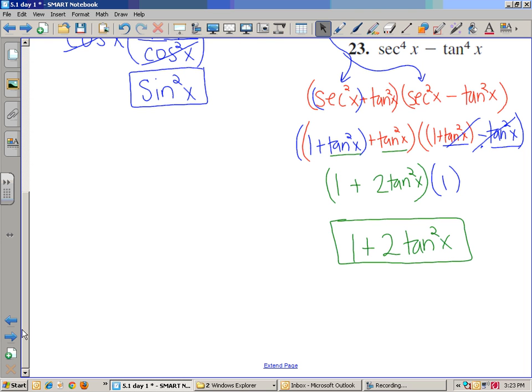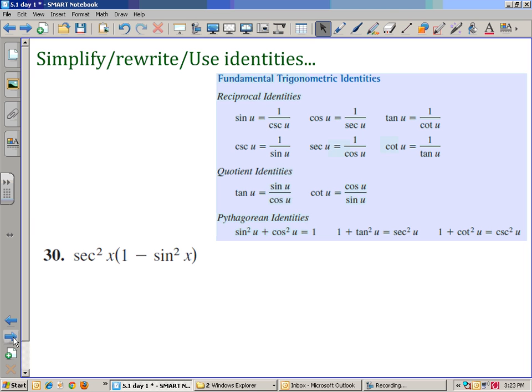You know you're done when you don't have a fraction anymore, and there's no other simple substitution you can make. I mean, at this point, tangent squared, I could plug in secant squared minus 1, but that doesn't get me anywhere else. So I could stop here. I could write it a different way, but in this case, I'm going to go ahead and stop. Okay, so let's do one more.